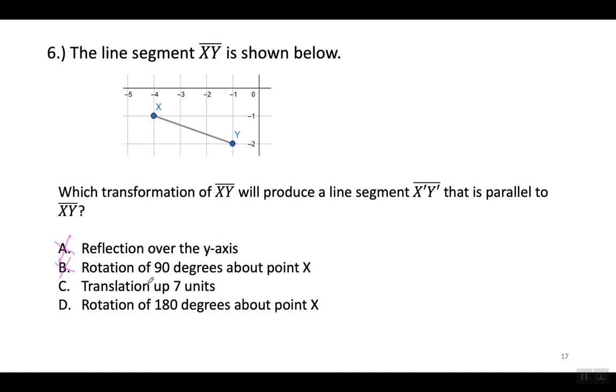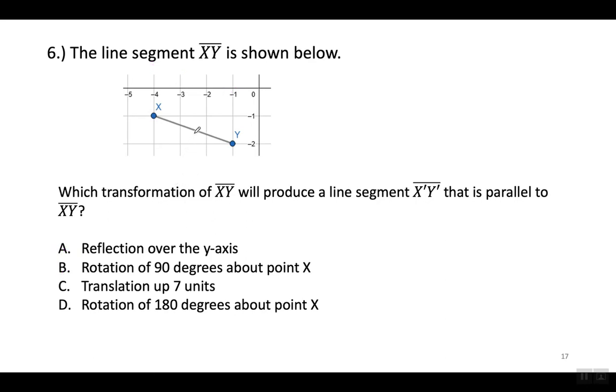Letter C, a translation up 7 units. Okay, translation means we're just going to move the whole thing up 7 units. Somewhere up here. And yes, that is going to give me a parallel line. So that has to be the correct answer. Because when you're translating it, you're just moving it up 7 units, but it's going to look exactly the same as it does here. So C is the right answer, but let's also look at D to see why D is wrong.